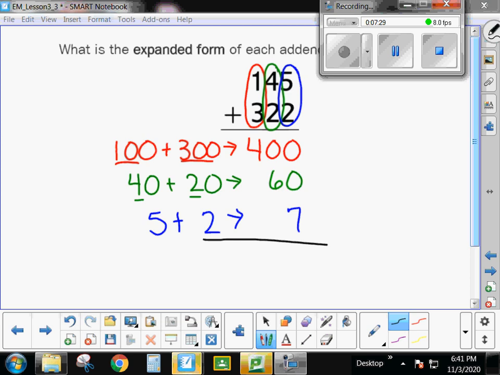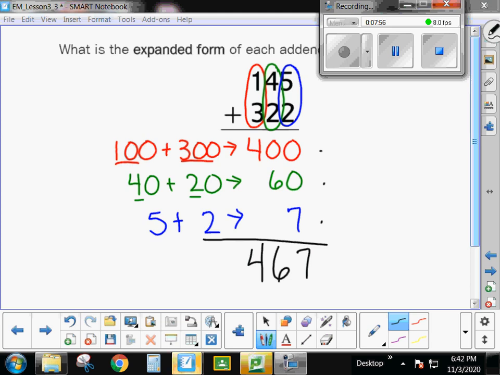So I have, in my ones place, 0 plus 0 plus 7, so my answer is 7. In the tens place, I have 0 plus 6. So I'm going to put the 6 in the tens place. And in the hundreds place, I have 4. And then I don't have anything else in my hundreds place. So my answer is 467.